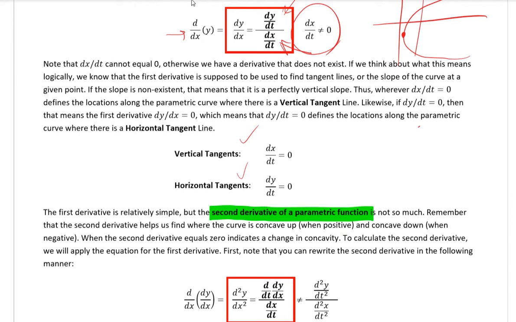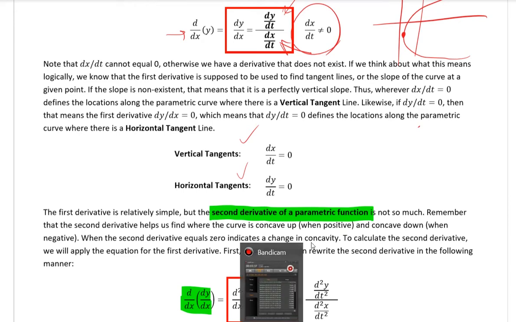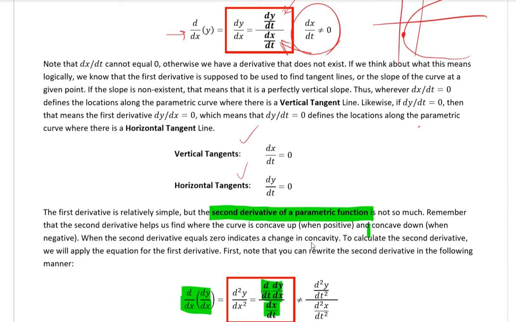What we're really doing, in essence, is trying to take the derivative of what we just did, dy/dx. Well, in order to do that, if we're trying to take the derivative with respect to x, what we actually need to do is the derivative of the derivative with respect to t over the derivative of x with respect to t.